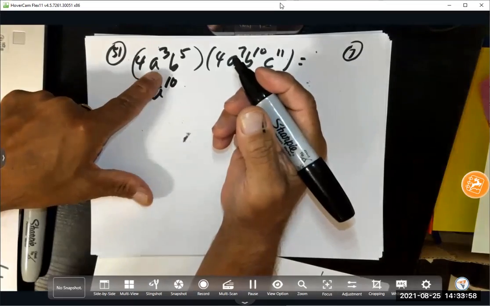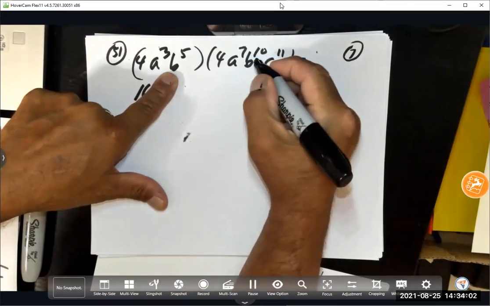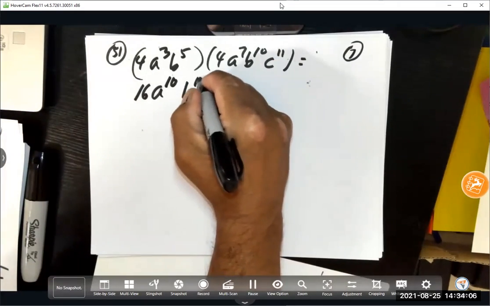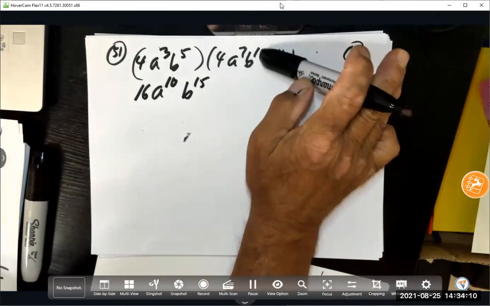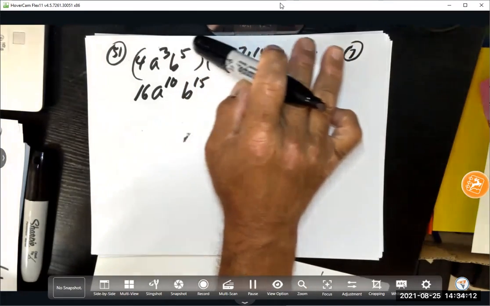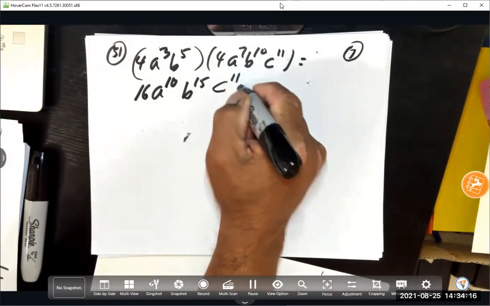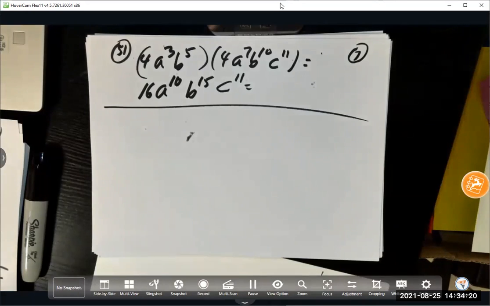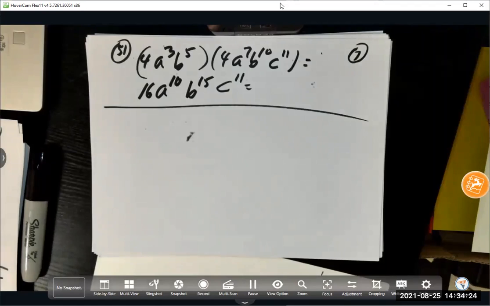I have a b5 and I have a b10. Can I put those together? Yes. What is it? b to the 15th power. And then I have c11, but there are no more c's that are going to affect it, are there? No. So do I just copy it then? Yeah. So the a's and b's did change, but the c11, leave it alone. Does that make sense?